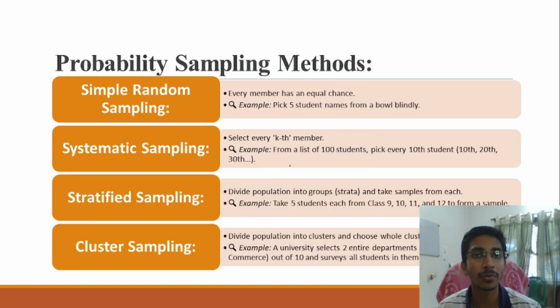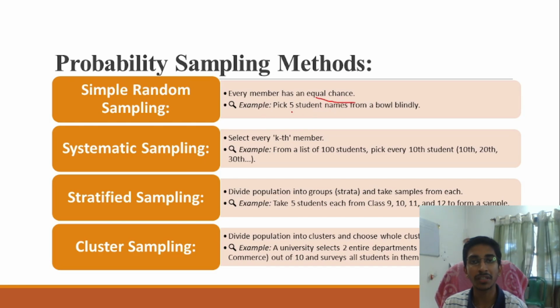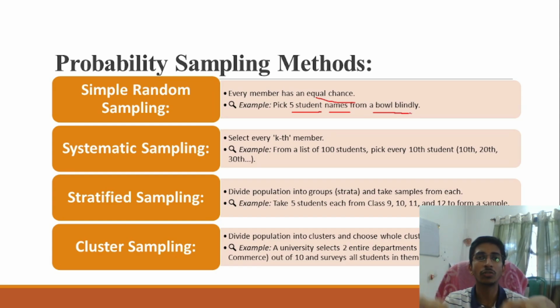Okay, so probability sampling methods. There are 4 types of probability sampling: simple random sampling, systematic sampling, stratified sampling, and cluster sampling. So one by one we discuss. Simple random sampling means every member has an equal chance. You just pick 5 student names from the bowl blindly. So any of the students could be selected. So it's simple random sampling.